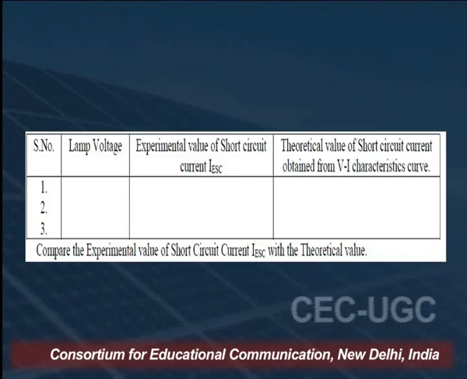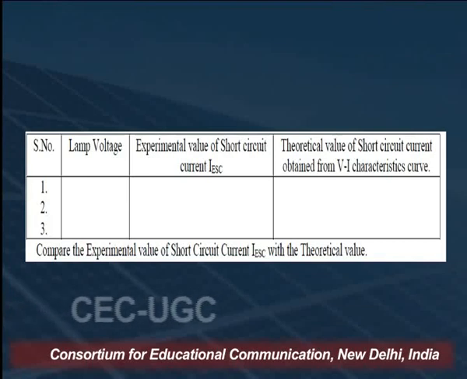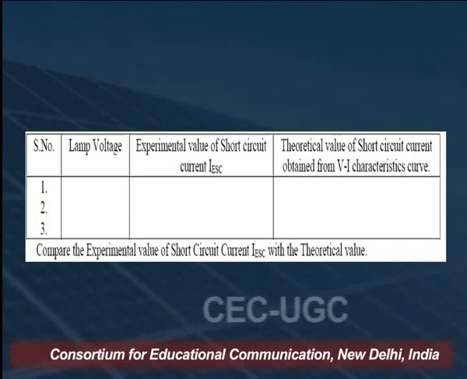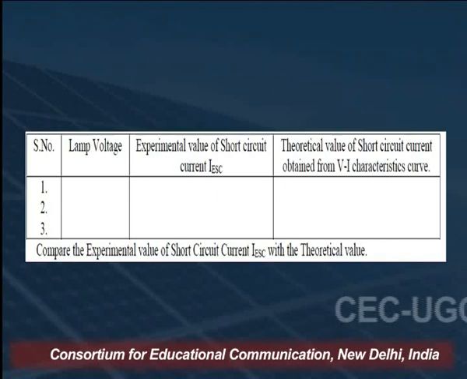And in this manner we can get the table in which we have the lamp voltage, the experimental value of the short circuit current, and the theoretical value of the short circuit current output, that we can get from the VI value.